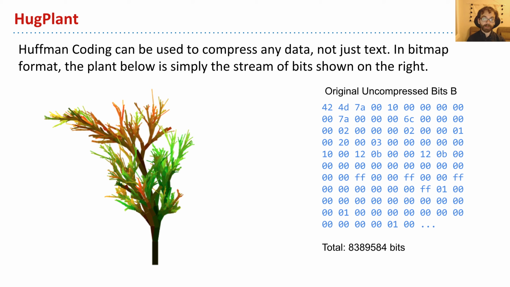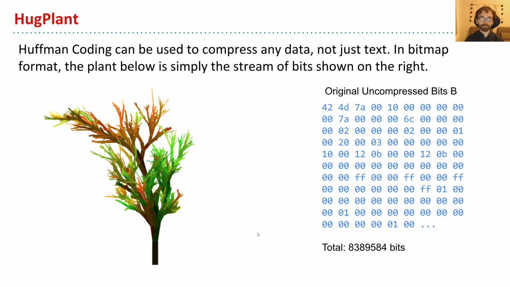Now this is a file that is ultimately an image, and images are just sequences of bits. So in bitmap format, if you were to actually open up this file and look at the bits, you would see a sequence of ones and zeros. In order to make the representation more compact on the slide, I have written it out in hexadecimal. You may not have seen hexadecimal before, but 42, you can just think of that as some binary digits. So in other words, this tree here can be thought of as this stream of bits, 42, 4D, 7A, 00, 10, etc., for a total of about 8.4 million bits.